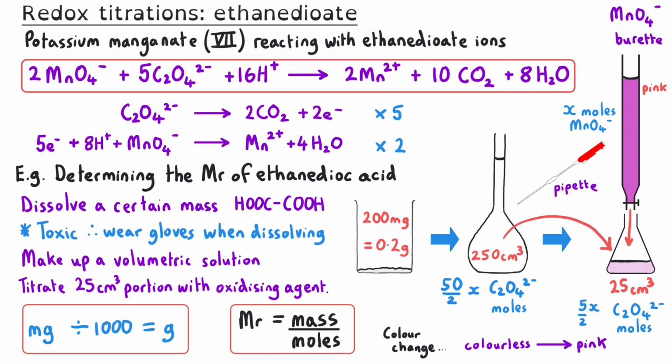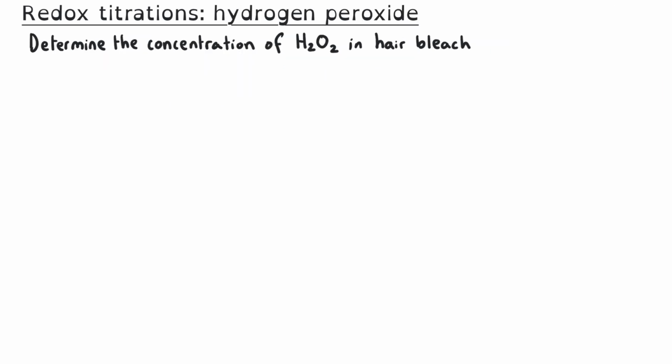And then finally, since you know that the mass that you've used is 0.2 grams, and you know the moles by using the titration results, you can work out the Mr of the ethanedioic acid by doing mass divided by moles. Sometimes redox titrations involve hydrogen peroxide.